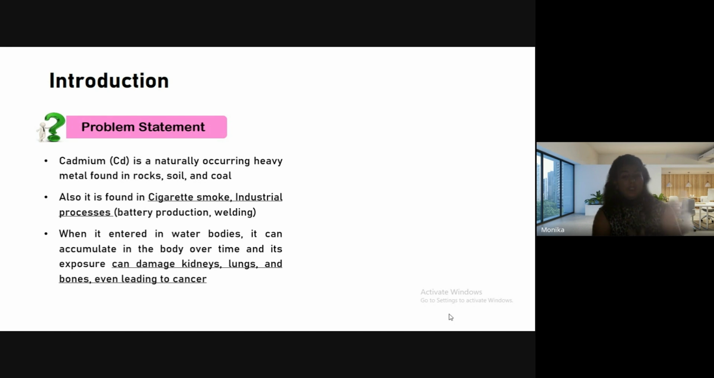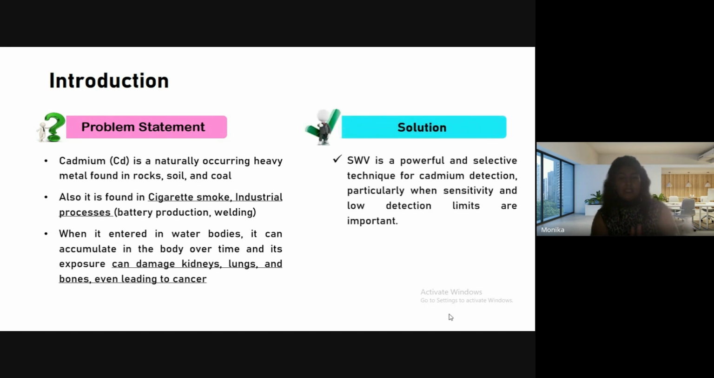To monitor the cadmium ions, I have selected square wave voltammetry. That is a powerful technique for cadmium detection because as per the World Health Organization standards, the cadmium safe limit is 5 parts per billion. So to trace such low limits, square wave voltammetry is a selective and sensitive technique.